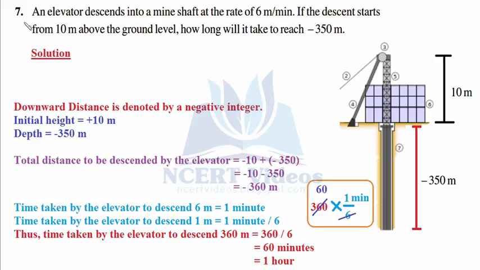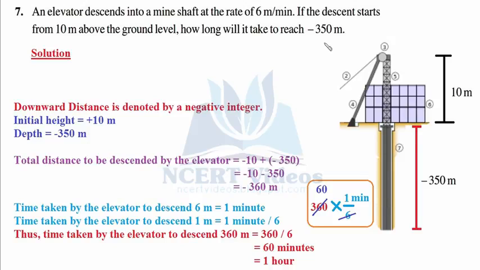7th, an elevator descends into a mine shaft at a rate of 6 meter per minute. This is meter because it is a length. If the descent starts from 10 meter above the ground level, how long will it take to reach minus 350 meter? So this can be visualized by this figure. This is a mine shaft. It can be a gold mine, an iron mine, or anything. It is a mine. So here is an elevator to keep the things moving up and down.